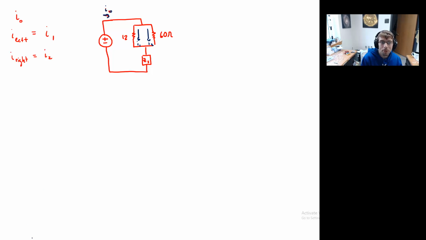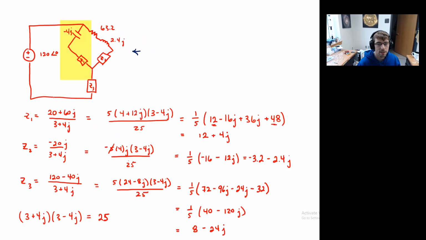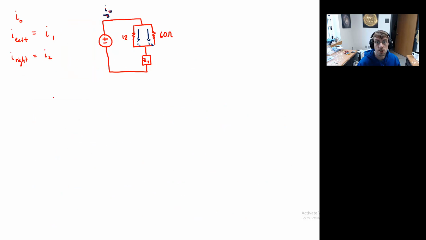So the next step, what do we do now? We're going to have to unpack even further, right? That's the only way to do these things, is that we have to unpack. So we look at the left side, for example. Okay. We know that this 12 ohm resistor is actually the combination of Z1 and the 4J capacitor. Right, we had the 4J capacitor in parallel with Z1.